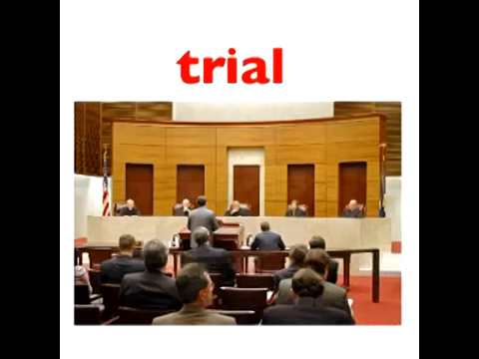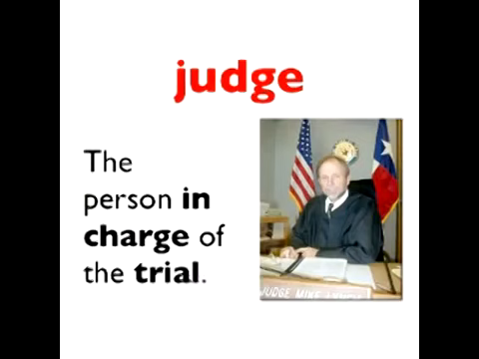If you are the person accused of a crime, we say you are on trial. If something goes wrong in a trial and it has to be stopped, we say there's a mistrial. And before the actual trial begins, there might be a pretrial hearing to establish the procedures of how the case will be heard. Okay, so now let's look at the people in the courtroom.